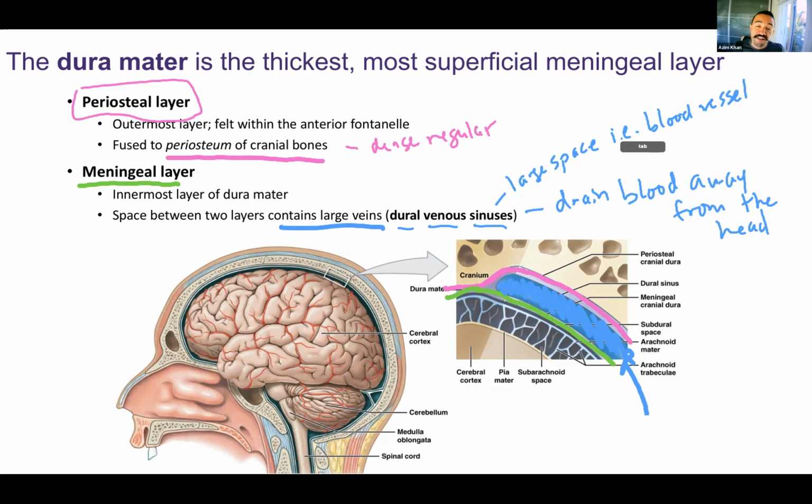Dural venous sinuses can be found within those spaces where you get a separation between the periosteal dura mater and the meningeal dura mater. So overall, the dura mater is protective and can provide spaces for blood vessels to drain blood away from the head.